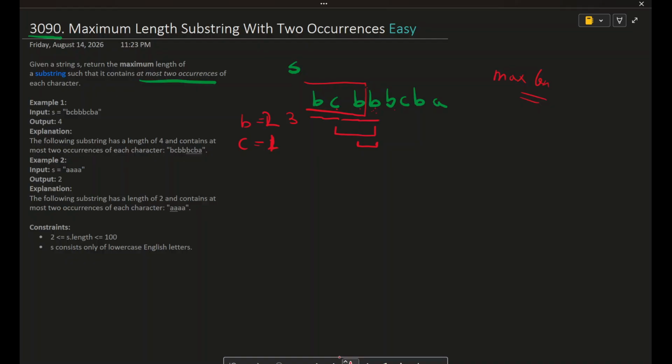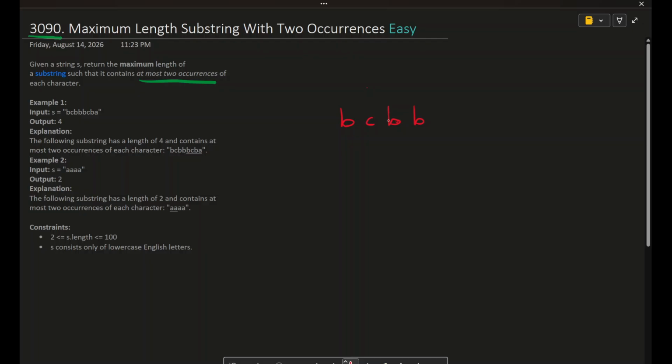Suppose if I start from this B, let me make it clearly so that you can understand the algorithm I want to convey. The string is B, C, then again B, again B, again B, then C, B, A. Right now I'm at i equals 0. If I start from here, I can go till this. So this is for i equals 0.